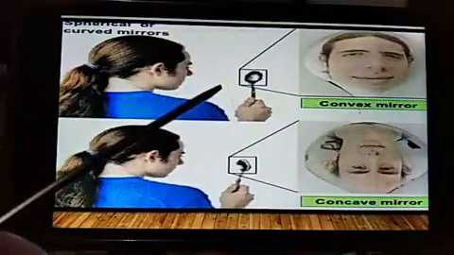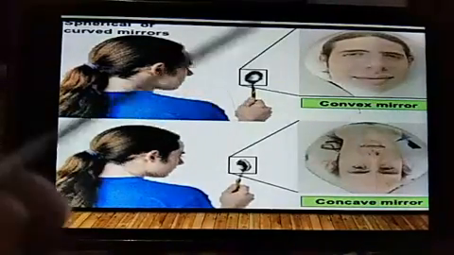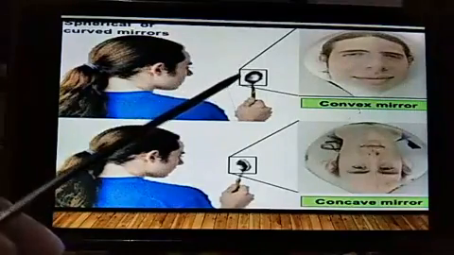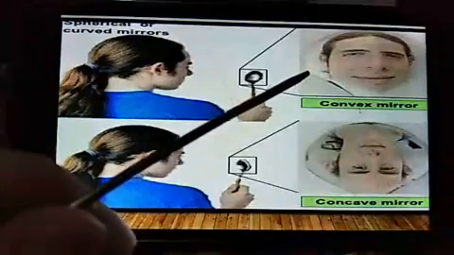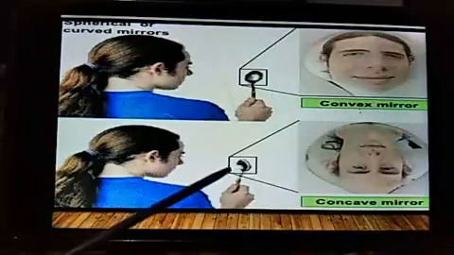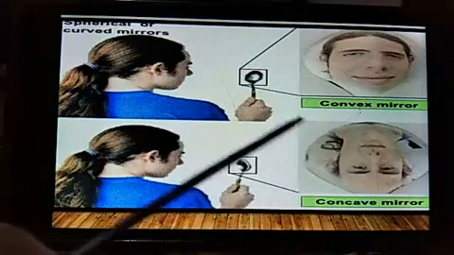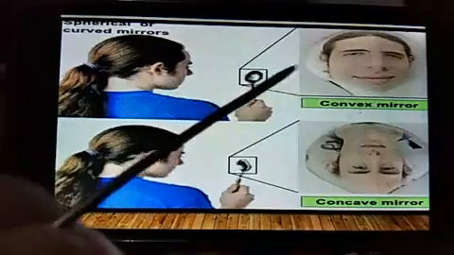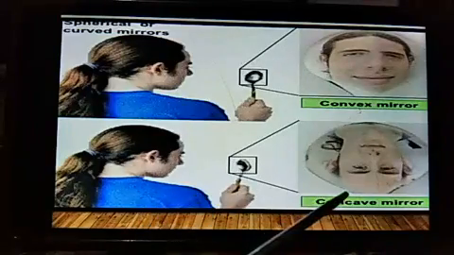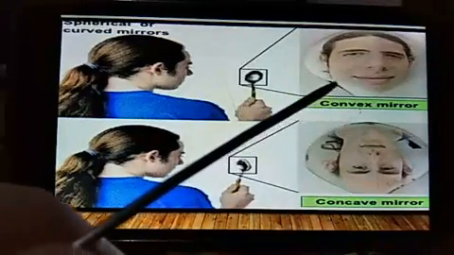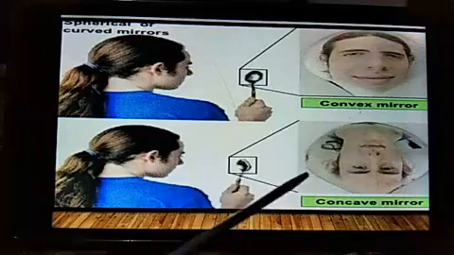Now when you hold a spoon, one example of the convex and concave mirror is a spoon. When you hold a spoon, the outside part shows the erect image of you, that is upright image, and the inside part, or the curved inside part, shows the inverted image. So this outside part is the convex mirror and this inside part of the spoon is concave mirror. A convex mirror shows erect image and concave mirror shows inverted image.